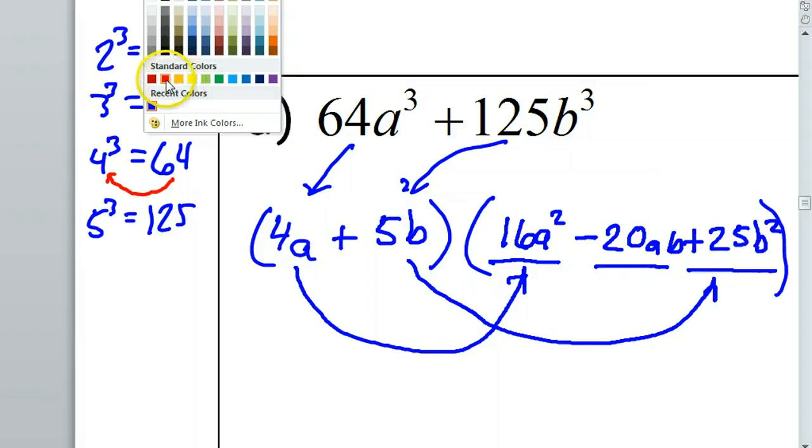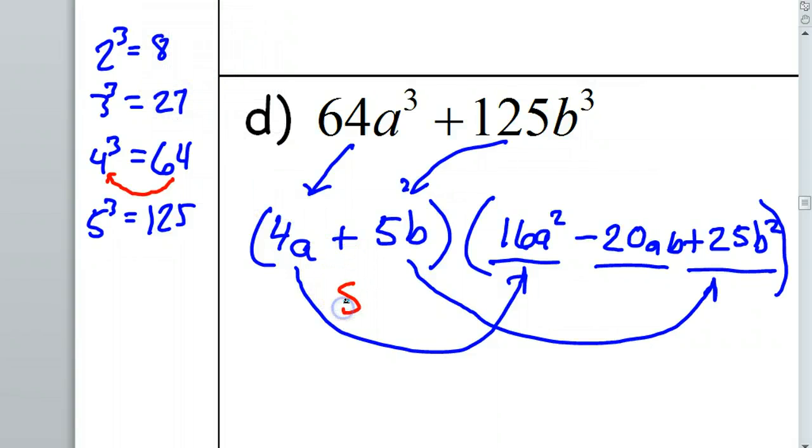Remember to use SOAP. The signs, in terms of the original problem, are same, opposite, always positive. So positive, negative, and the last one is always positive. So that's it. That's what we should have for D. Any questions on D?